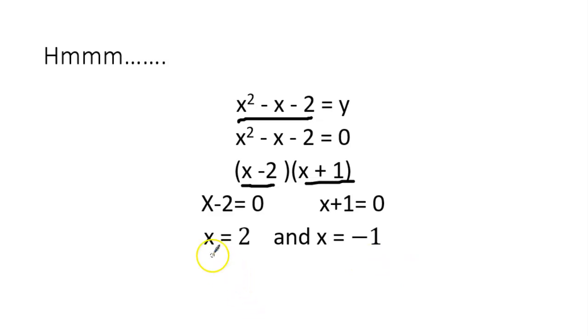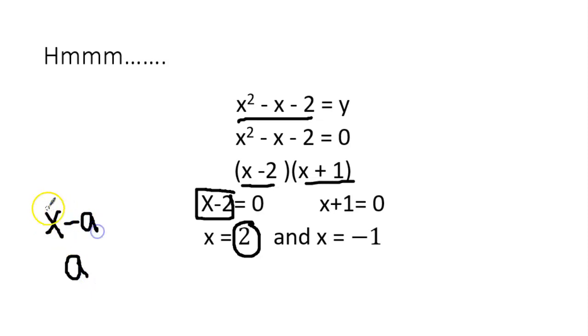Now, here's what I want you to pay attention to. If my root is 2, then my factor will be x minus 2. So whatever your root is, let's say your root is a, then the factor that created that root would be x minus a.